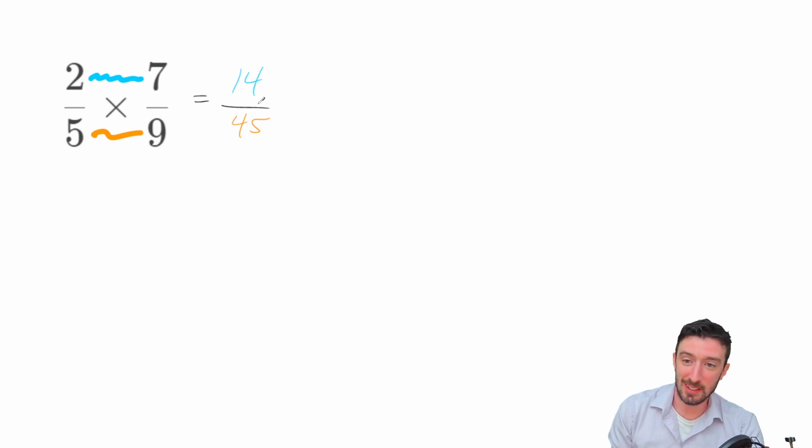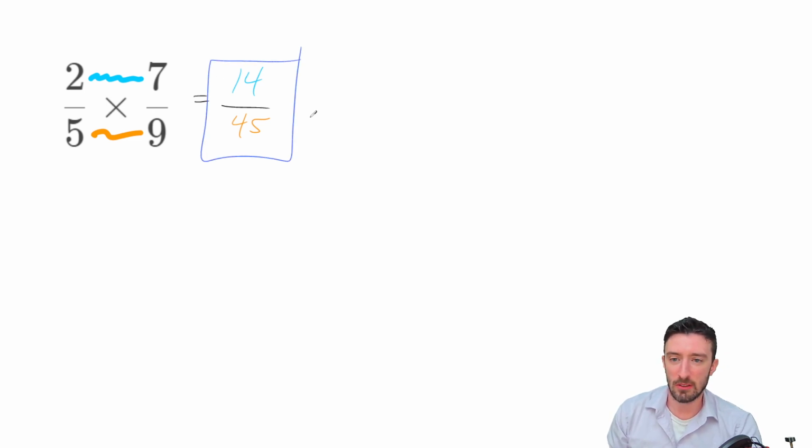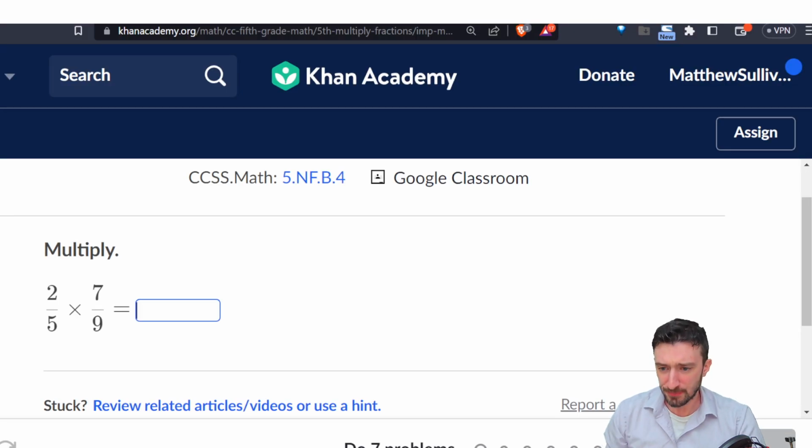So technically this is the answer. It's 14 over 45. Sometimes you want to check to see if you can reduce it. In this case, we're not going to be able to, so we could just leave our final answer as 14 over 45. But let's try another one.